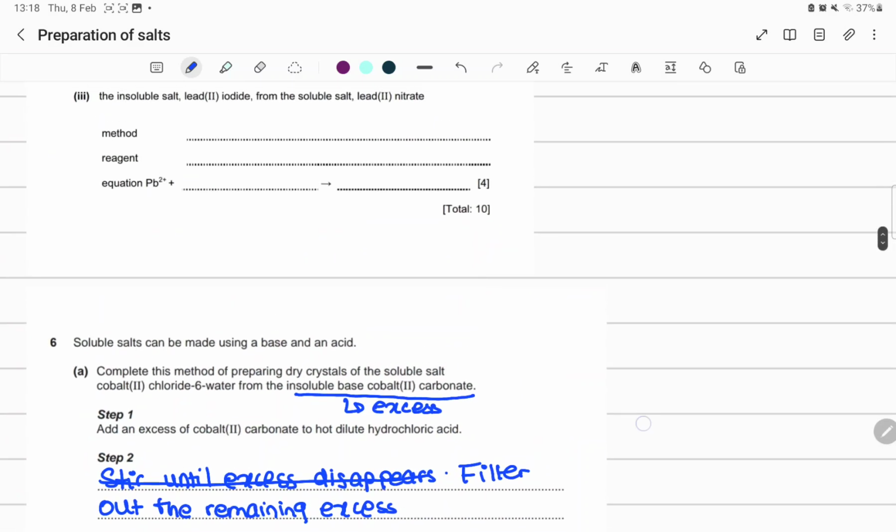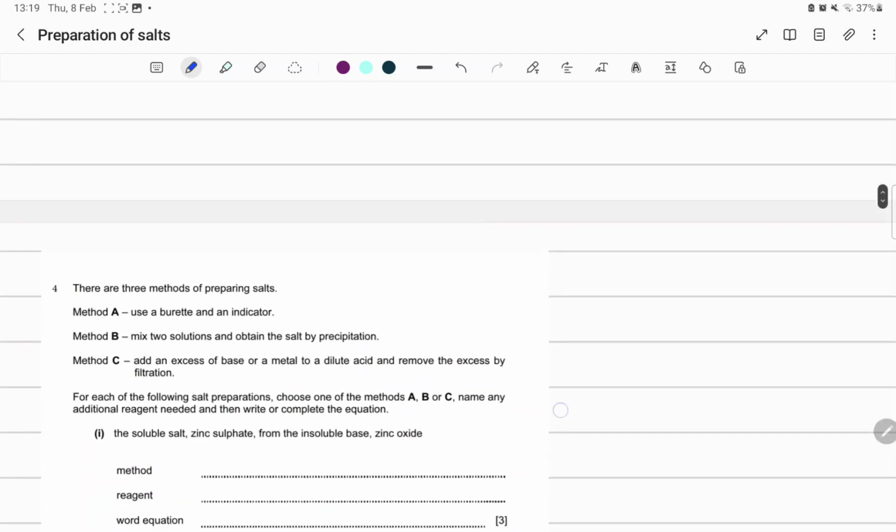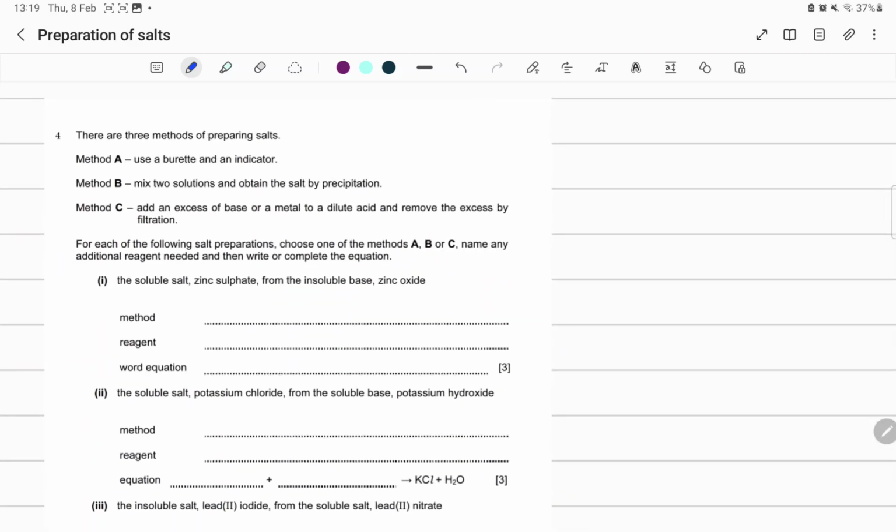Now this is a 10-mark question solely based on the preparation of salts. So method A uses an indicator, so that's titration. Method B is mixing 2 solutions to obtain salt by precipitation, and method C is the excess method. So for each of the following salt preparations, choose one of the methods, name any additional reagent needed, and write the complete equation.